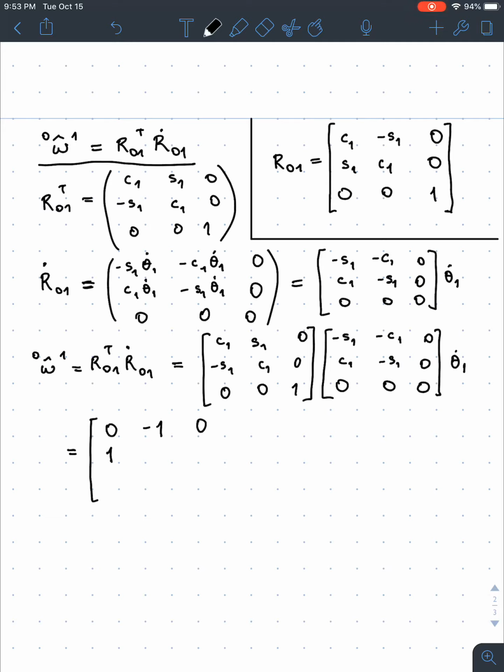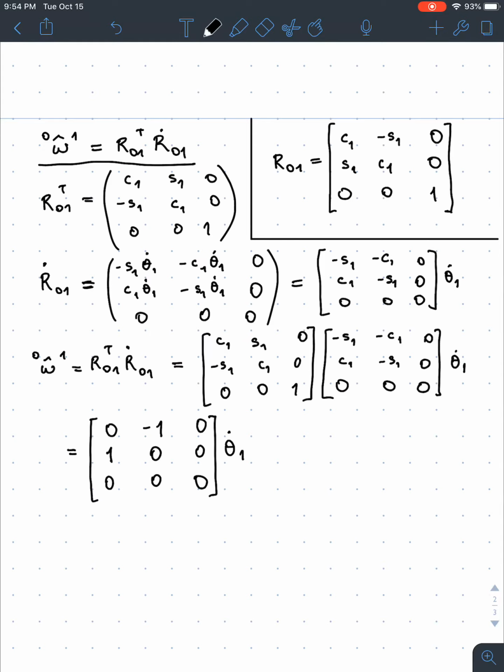Okay, and now for this element, we do minus sine theta 1 times minus cosine theta 1, sorry, let me repeat that. For this element, I'm going to do minus sine theta 1 times minus cosine theta 1 plus cosine theta 1 times minus sine theta 1. They are going to cancel each other, and we're going to remain with a 0 right there. Okay, this will be 0, this will be 0, this will be 0, this will be 0. And of course all these things are multiplied by theta 1 dot.